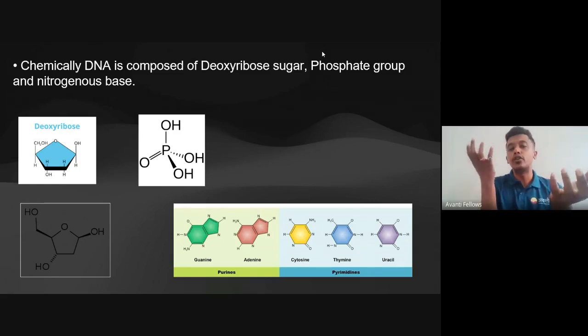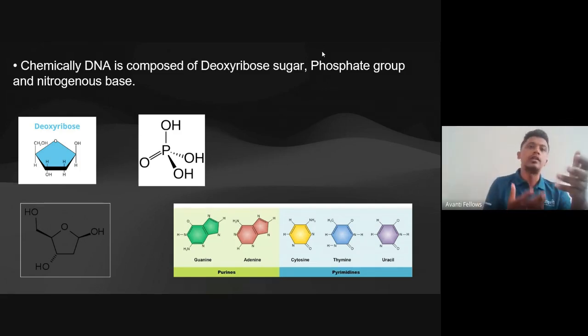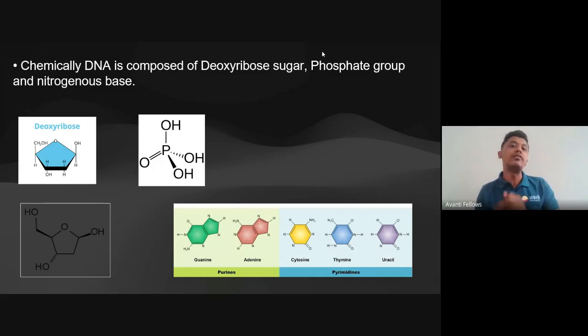If you compare it with your normal sugar, glucose, the formula for glucose, which you already know, is C6H12O6. The number of carbons in C6H12O6 is 6, so we call glucose a hexose sugar. Whereas the sugar present in our DNA is made up of 5 carbon atoms, so it is a pentose sugar, and specifically a deoxyribose sugar. Understood? This deoxyribose sugar has 5 carbon atoms, and the carbon atoms are very crucial for us to understand how they are linked with each other.